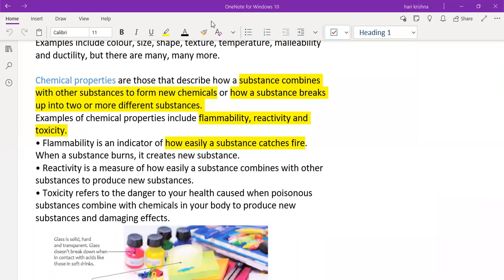I'll tell you, the substance which catches fire is classified into two types: one is inflammable, the next is flammable. The substances which are not going to catch fire are called non-flammable substances. Then what are flammable and inflammable? I'll tell you one by one. Don't worry. Is it clear now? Non-flammable means the substance does not catch fire.